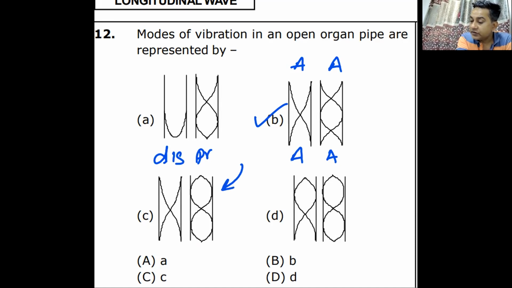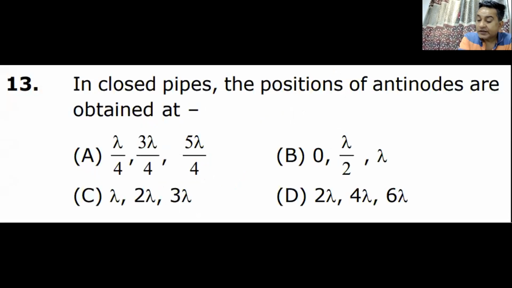Let me now take you to the next question. And the next question is, which one? Okay, this one. Question number 13 is what I have found for you. Can I have the answer for this one? In closed pipes, what are the positions of antinodes?